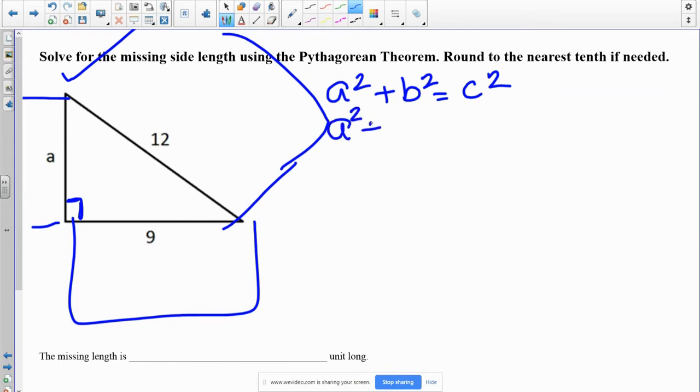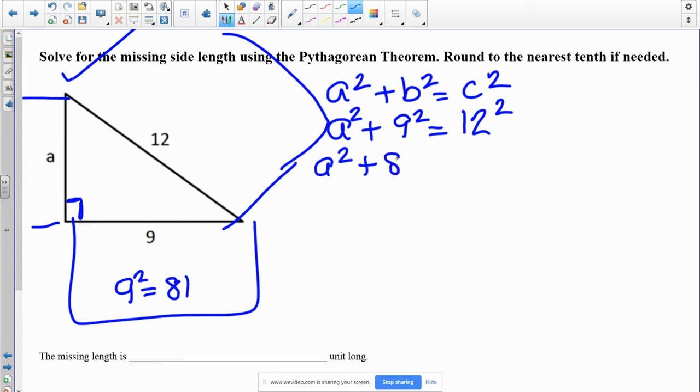So a squared is the unknown. b, which is your other leg, has to be 9 squared. And c, the hypotenuse, is 12, so that's 12 squared. We know that the area of this square would be 81 because 9 squared equals 81. So algebraically, I'm going to write that there. Equals, and right here, this is 12. So 12 squared is 144. And then we're just going to solve algebraically because we know that this unknown plus 81 has to equal 144.